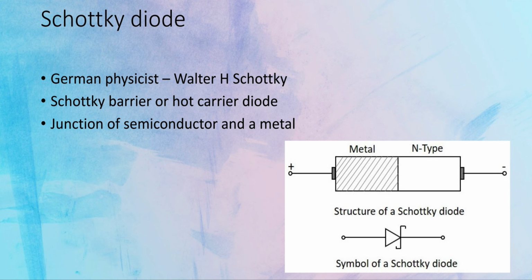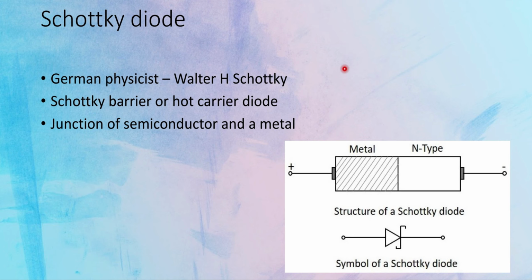Now next we're going to see about the Schottky diode. The Schottky diode was found by a German physicist called Walter Hermann Schottky. So now you can see the relation of how the Schottky diode got the name Schottky. Now this diode is also called the Schottky barrier or the hot carrier diode.